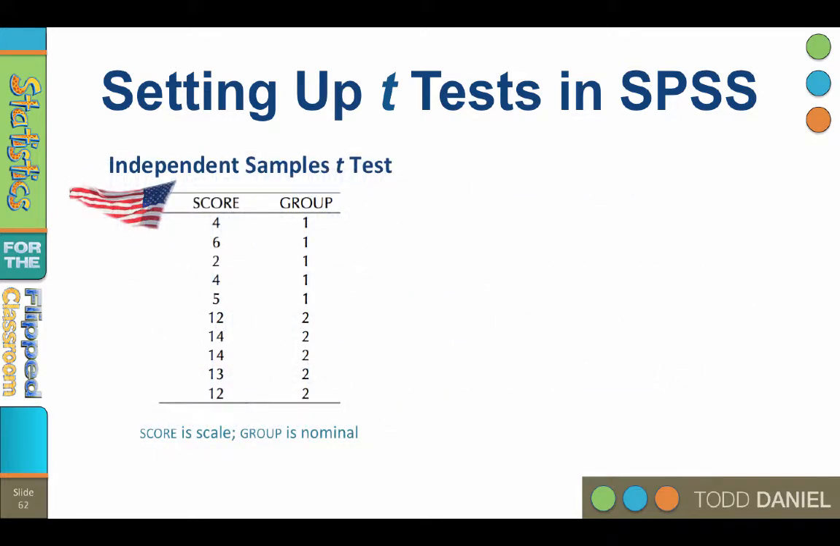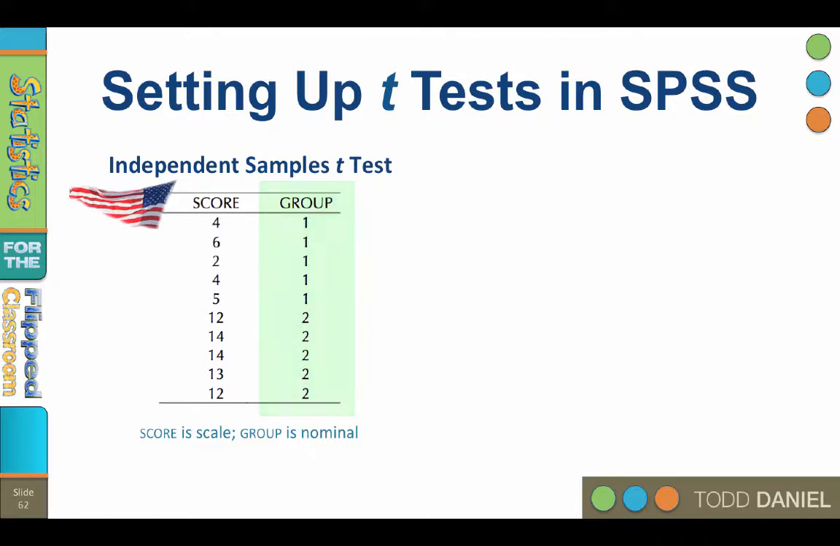For independent samples t-tests, you need one quantitative dependent variable. Quantitative is also called continuous or scale level. You also need one categorical independent variable. Categorical would be nominal or ordinal. All of the continuous data will go in one column, and the categorical data, 1 and 2, will go in the second column.